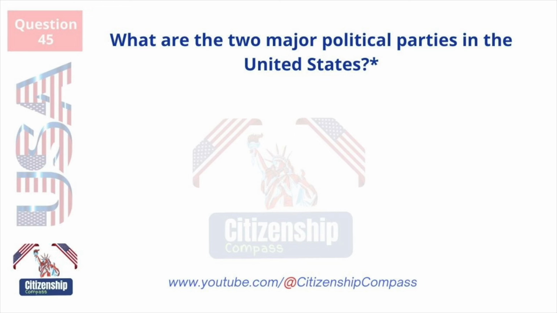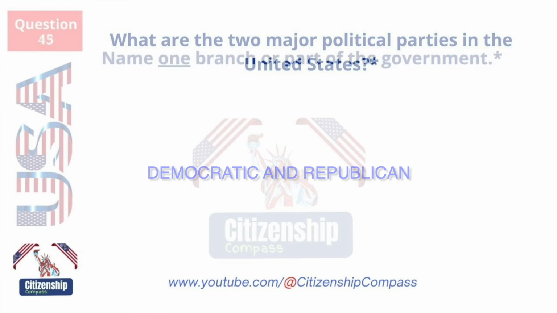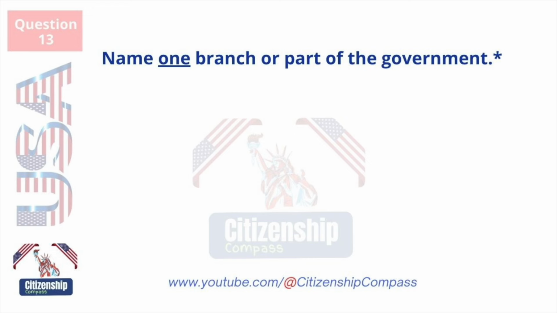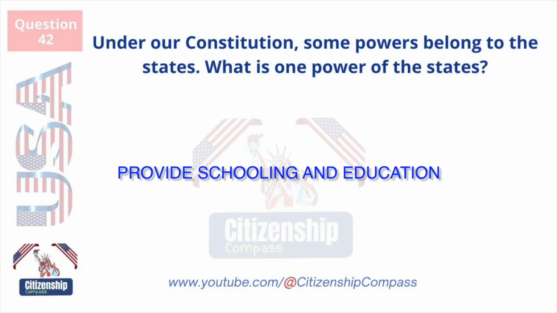What are the 2 major political parties in the United States? Democratic and Republican. Name one branch or part of the government. Congress. Under our Constitution, some powers belong to the states. What is one power of the states? Provide schooling and education.